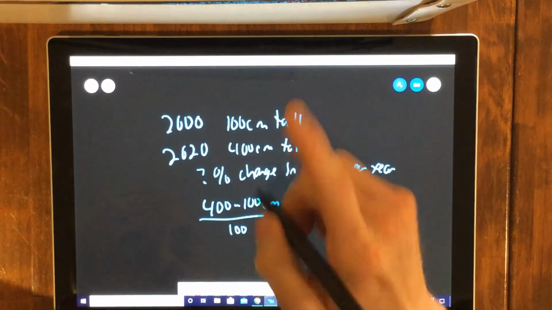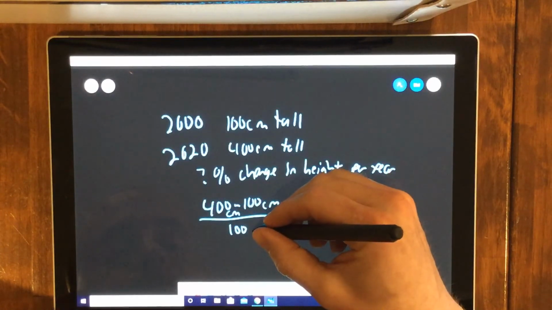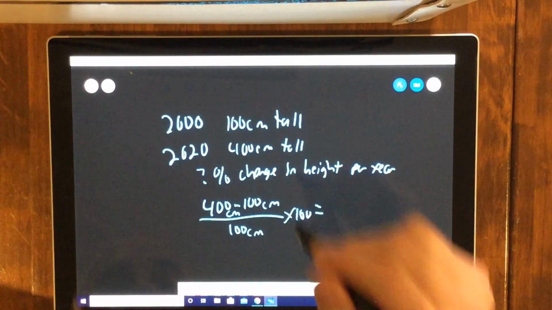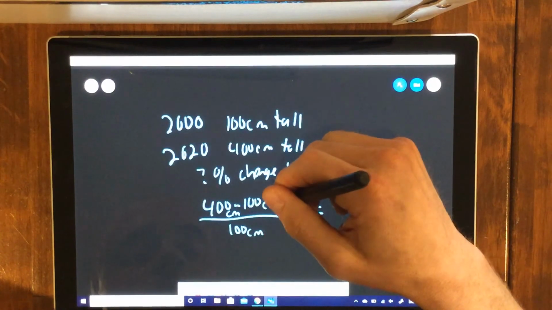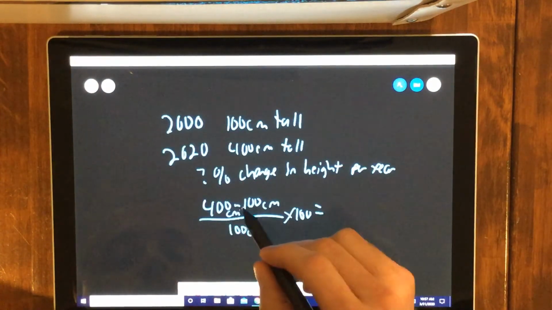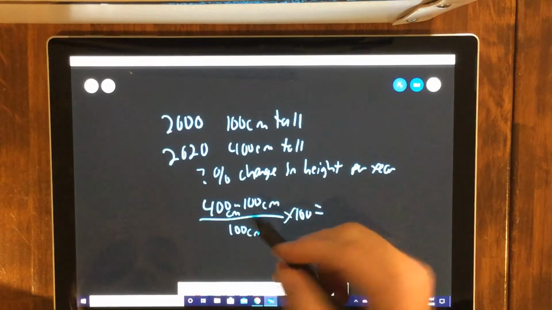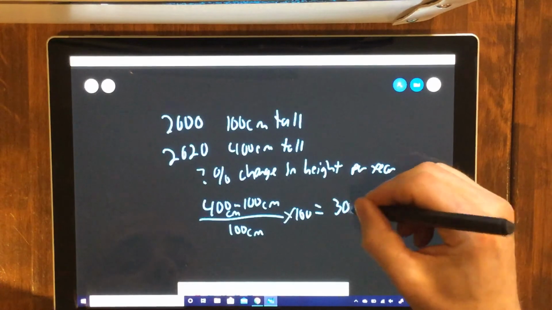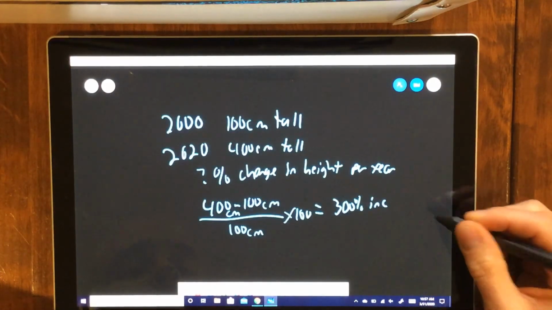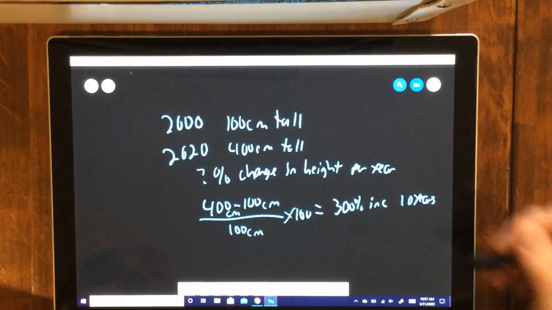You know what? I'm being a bad teacher right now. You should always label units. On this test, they need you to label units throughout the whole thing, in the steps and final answer. So 400 centimeters minus 100 centimeters over 100 centimeters. 300 divided by 100 is 3. So that's 300% increase over the whole period.